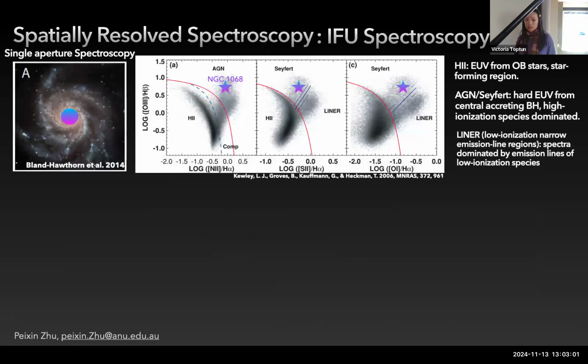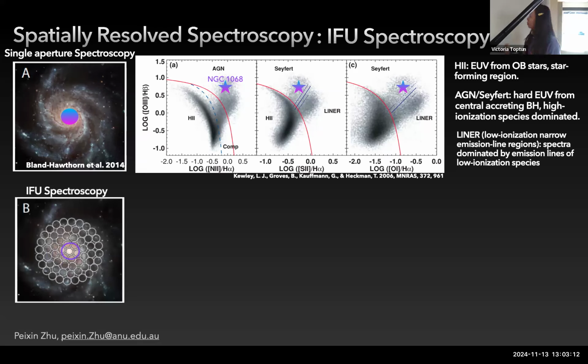And to study this in more detail, we need spatially resolved spectroscopy for a larger sample of galaxies. This is enabled by IFU spectroscopy. In previous years, as in the SDSS survey, people usually used simple single-aperture spectroscopy, as shown in the top panel. In this case, only the center region was marked by the solid colorful circle. The spectrum within this aperture was taken, and only one spectrum is taken. Then for a single galaxy, you only get one dot on these BPT diagrams on the top.